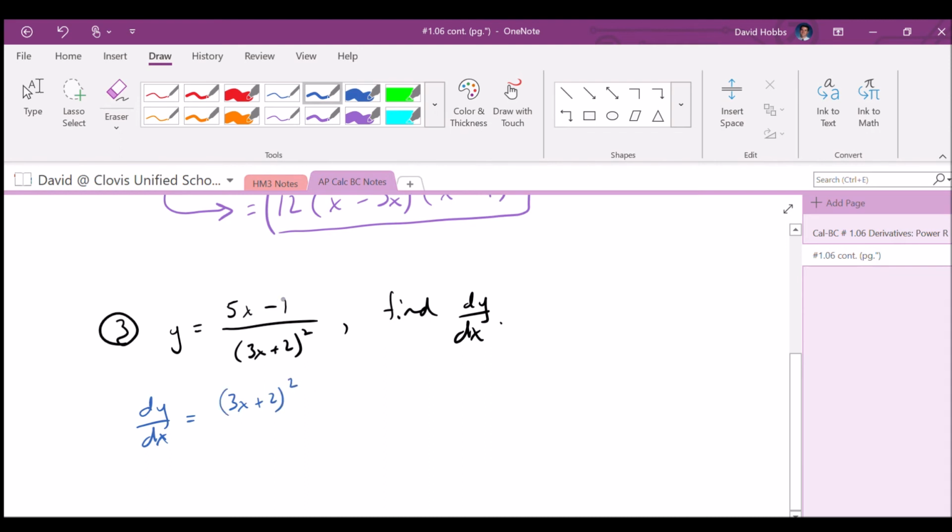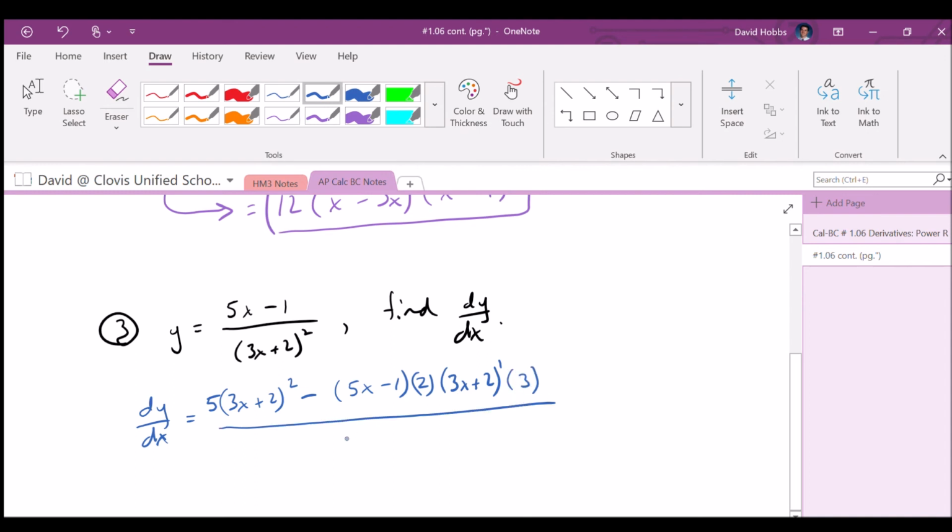Low, d high, what's the derivative of the top? D high is 5. Okay, now I think it's better to put, if it's just a 5, put it out in front right there. Low, d high, minus high, 5x minus 1. D low, okay, what's the d low? Okay, well, I've got 2 times 3x plus 2 to the first times the derivative of the guts. Can't forget to do the derivative of the guts. Derivative of the guts, the derivative of the inside is 3.